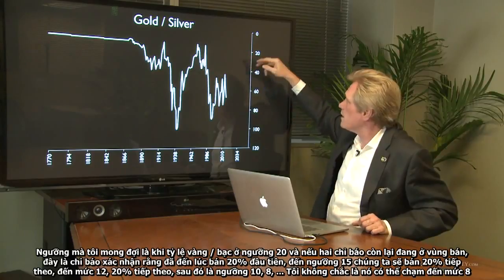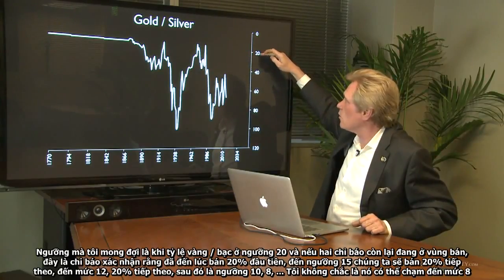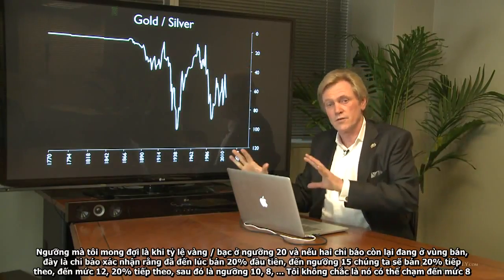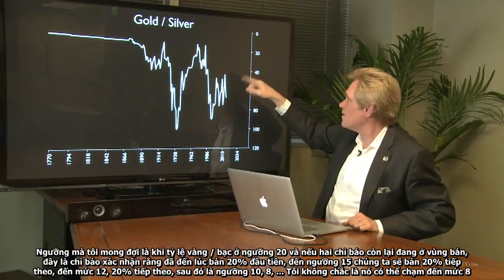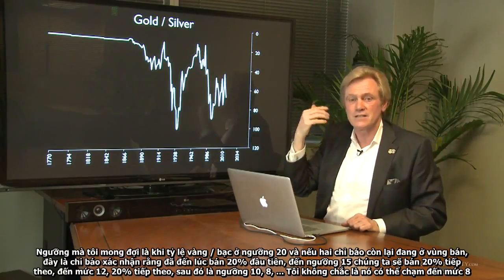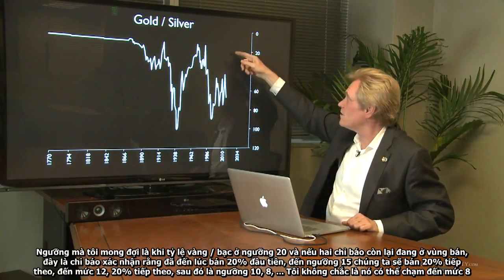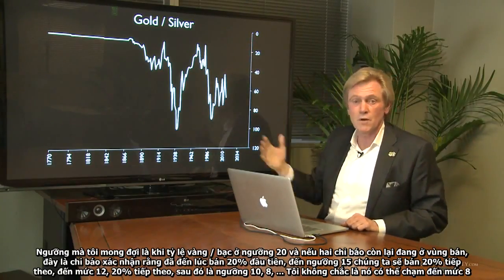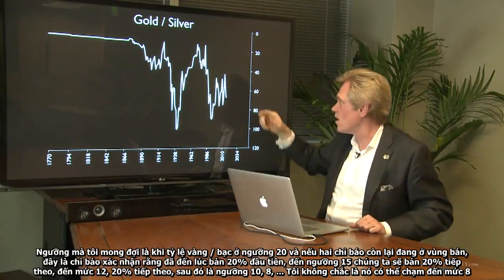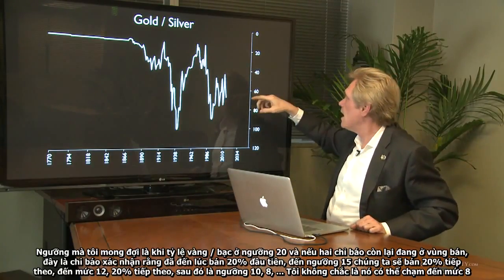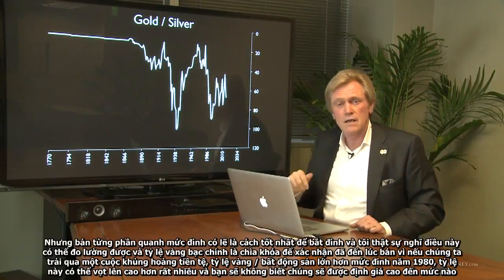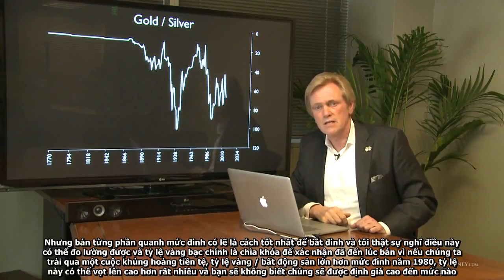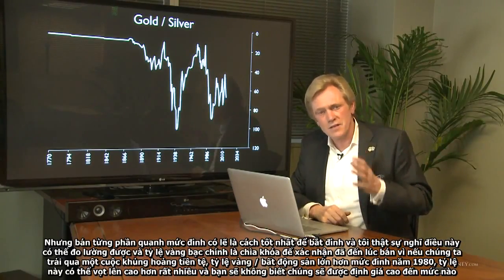So what I'm looking for is once the gold-silver ratio gets up near 20, and if those other 2 indicators are in their sell zone, this is the confirming indicator that it's time to sell that first 20%. If it gets to 15, another 20% of the remainder. If it gets to 12, another 20%, and so on. 10, 8. I don't know if it's going to go to 8. But selling around this peak in these increments is probably the best way to catch the top.